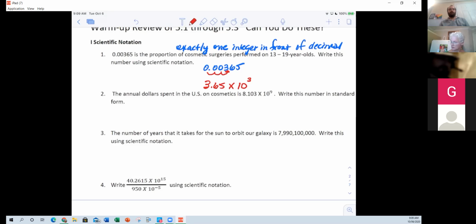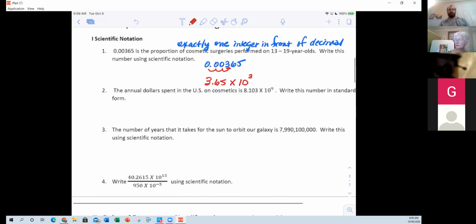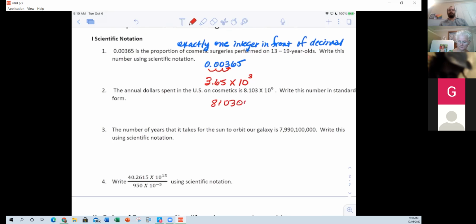Right. Okay, so number 2, Aurora, did you do that one? I wrote it as 8.103 with 6 zeros. Yep. Perfect. So here it's times 10 to the 9th. That means you're going to move the decimal point 1, 2, 3, 4, 5, 6, 7, 8, 9 places to the right. And so the number in standard form would be 8,103,000,000.